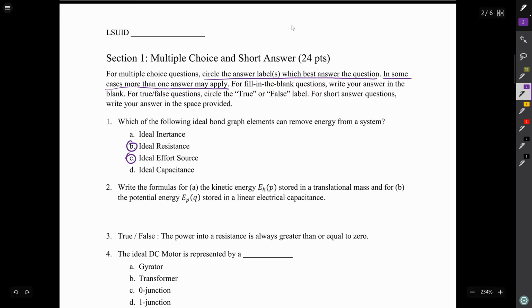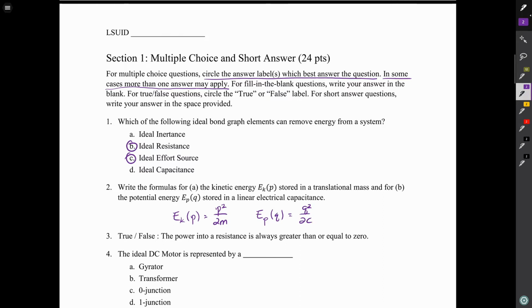In the next question, we're asked to write the formulas for the kinetic energy as a function of momentum stored in a translational mass, and the potential energy stored in a linear electrical capacitor as a function of the charge. So these formulas are standard. The kinetic energy is p squared divided by 2m, and the potential energy is q squared divided by 2c.